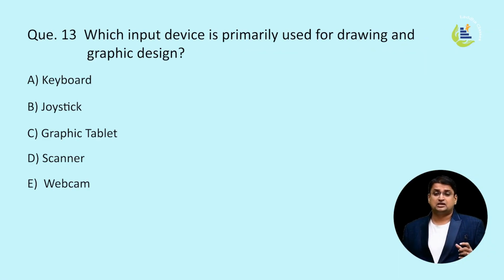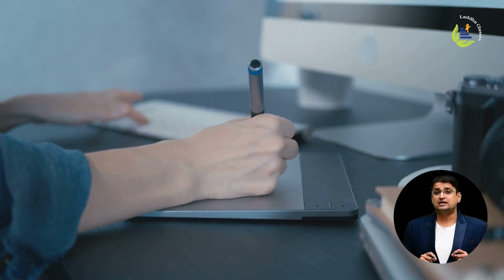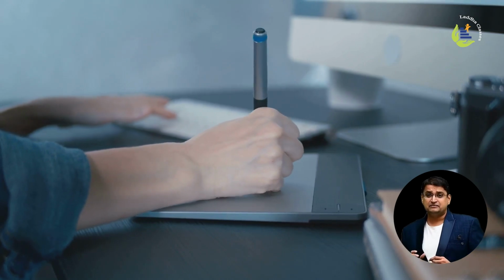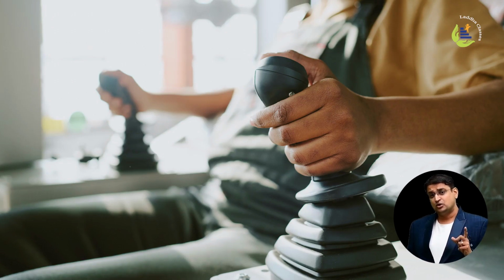Question 13. Which input device is primarily used for drawing and graphic design? Options are keyboard, joystick, graphic tablet, scanner, webcam. Correct answer option is C, graphic tablet. Because a graphic tablet used with a stylus is designed specifically for drawing and graphic design tasks. Keyboards and joysticks are not designed for drawing, while scanners and webcams are used for capturing images or video, not creating artwork.